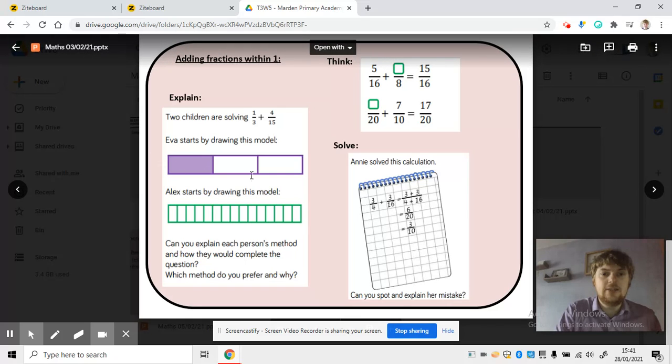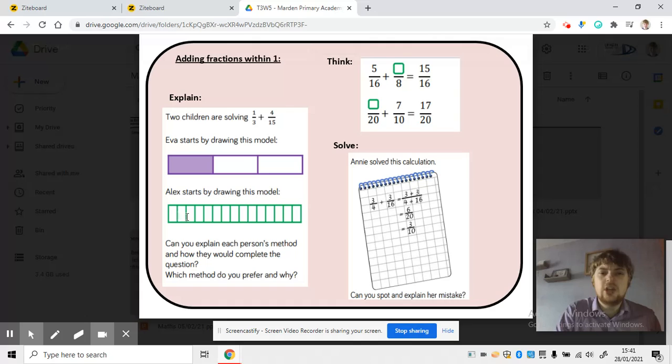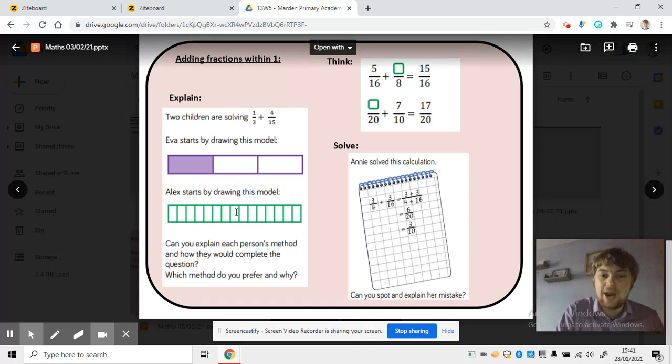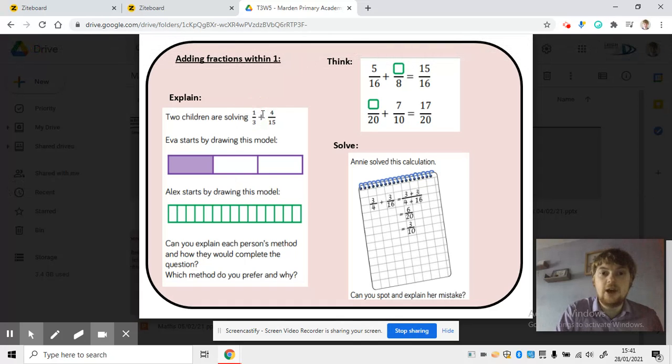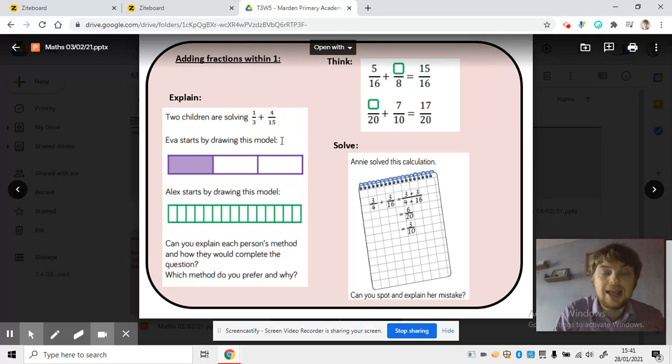Okay, so think Eva's drawing her model in thirds. Alex is drawing his model in 15ths. Whose is likely to help them complete this 1/3 add 4/15? Think about what you would do if you were just solving that question without any visual model, and that will help you in terms of explaining here.